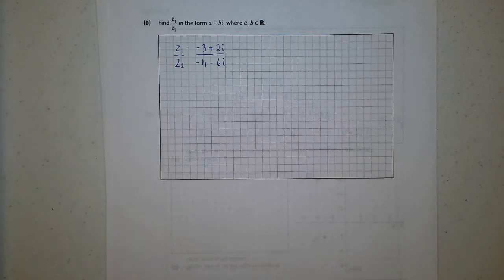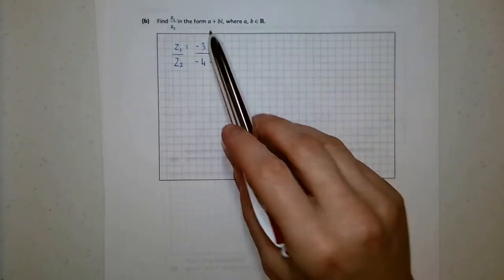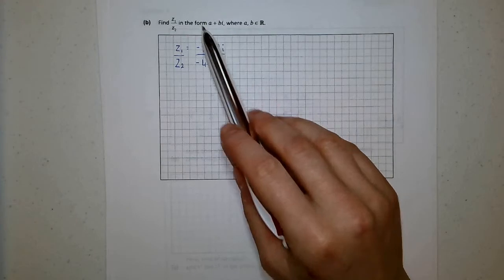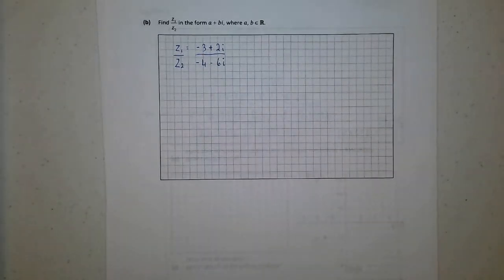Here we're going to look at dividing complex numbers. The question reads: find Z1 divided by Z2 in the form A plus BI, where A and B are real numbers. So what we need to do is first of all get rid of the fraction. Here there's no fraction involved and our answer should not be a fraction. So we need to start off by getting rid of those fractions.